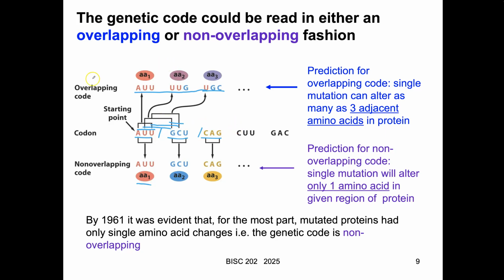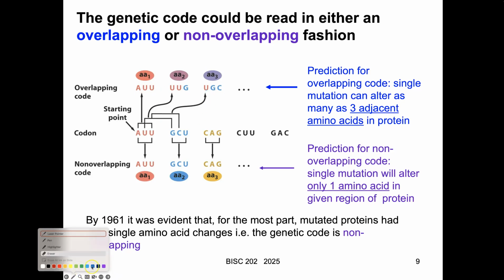So if you have some idea about how these things are read, and you need to know if it's an overlapping or a non-overlapping code, how would you figure that out? The way you would do it is you would make a single mutation, and then you'd look to see what the consequence was to the protein. Although this would be easy enough to do these days, it was technically a very difficult approach to take.